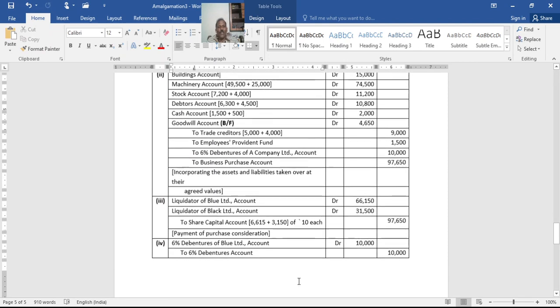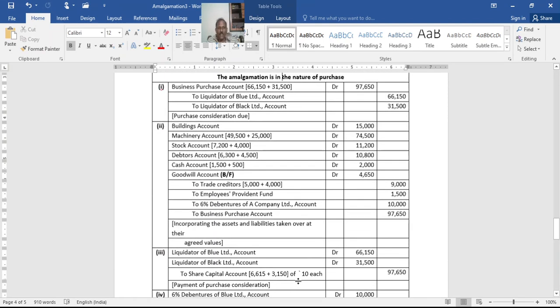Before that, entry number 3, for taking over of all assets and liabilities, individual various assets accounts debit. Building, only one case, 15,000. Machinery, both the cases. Here the takeover value is the agreed value, that reduced value, 49,500 Blue Limited after reduction, plus 25 Black Limited, like all three including cash. Leave one line space there. Then credit all liabilities: trade creditors of both the companies, employee provident fund only one, 6% debentures, that is only 10% here. If it is at a premium, you have to add that premium or discount. Here nothing is mentioned, same denomination and face value, so at par.